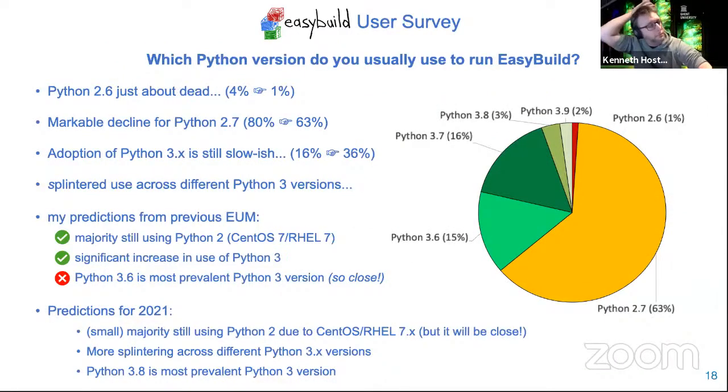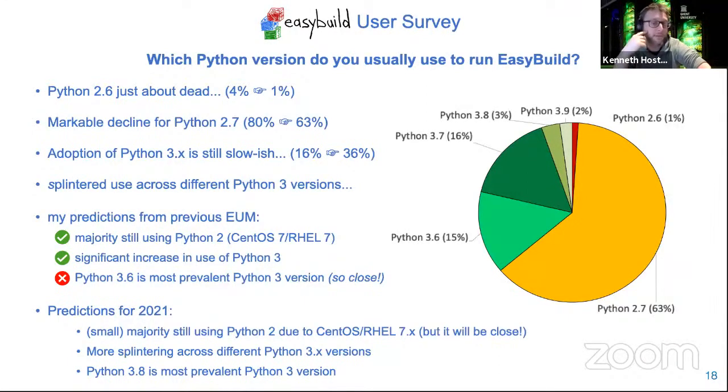Then a sort of related question is which Python version is being used to run EasyBuild. So this is not about what you install with EasyBuild, but what you use to run EasyBuild itself with. Here we're expecting a shift to Python 3, since Python 2 is officially dead. It was dead end of 2019, sorry, even though they still had a last bug fix release in April of 2020.